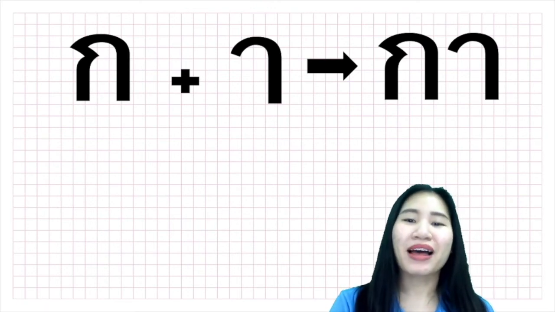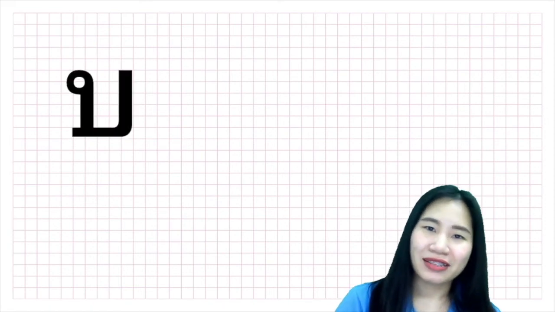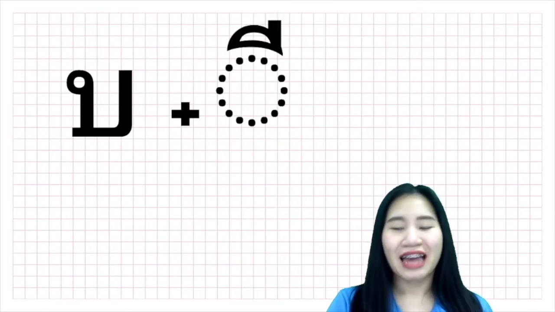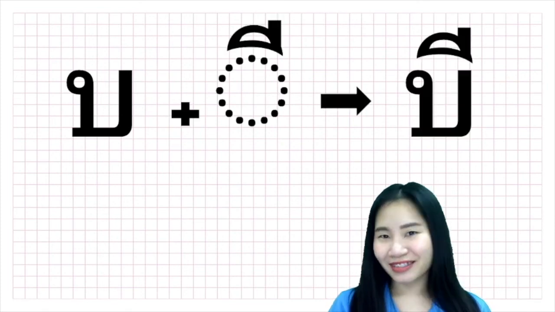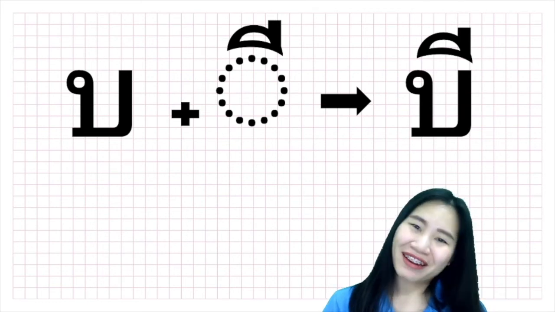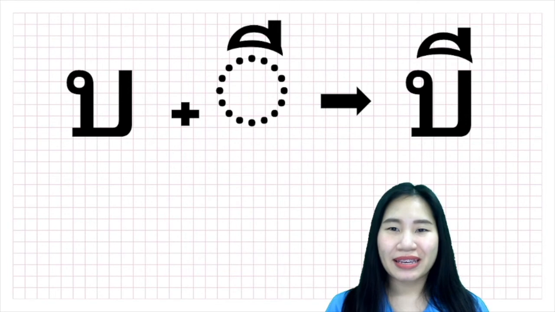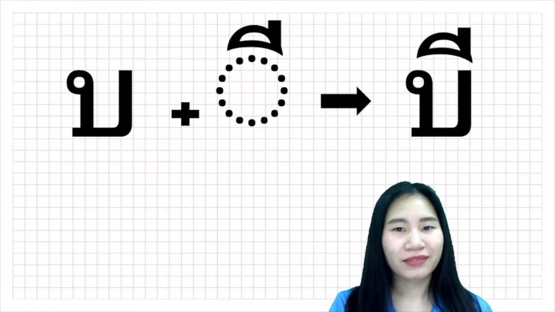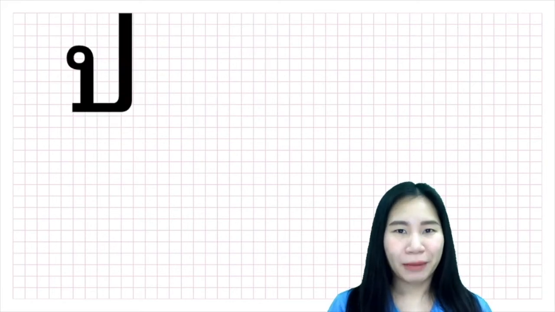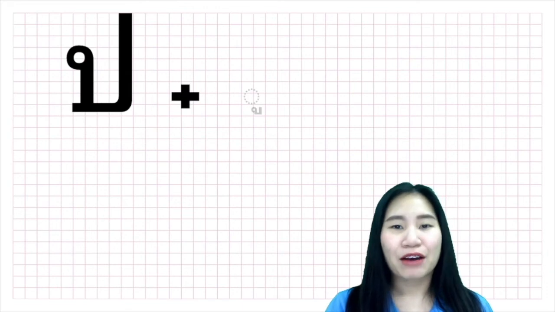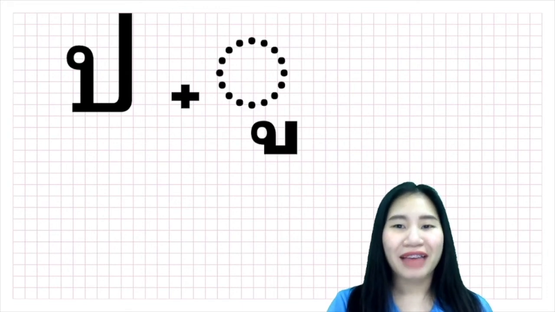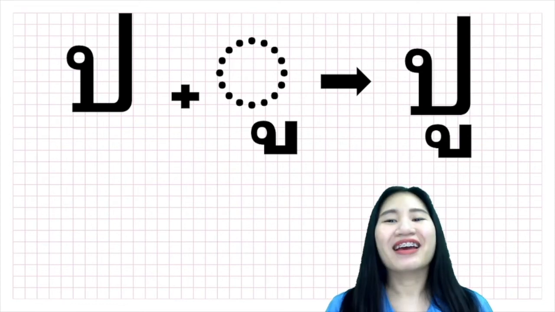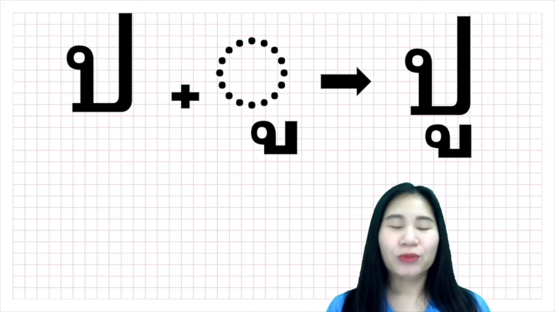Okay. Next one. As you can see, b. And the vowel is e. And how can you read this word? Very good. This one is b. Like the letter B in English. Next one. B. And the vowel is oo. How can you read this word? Very good. This word is oo.